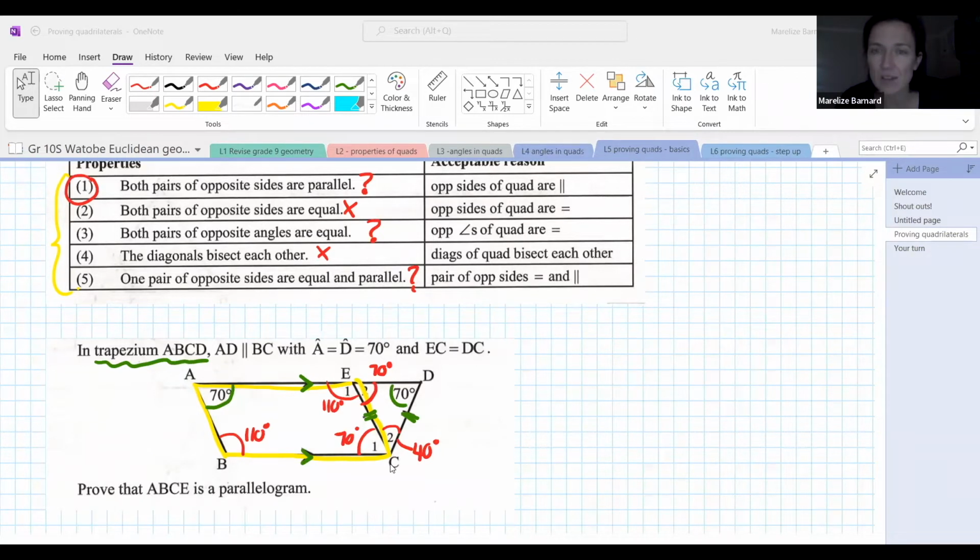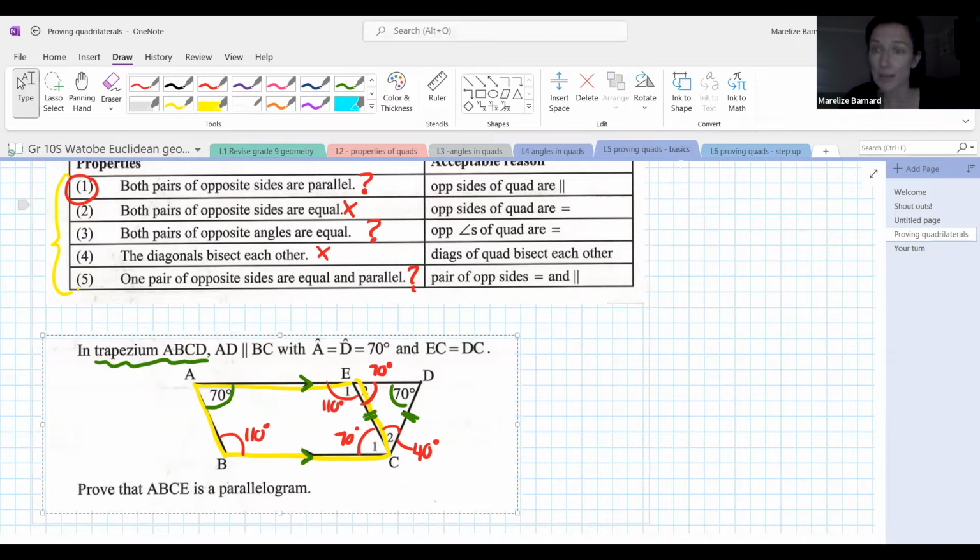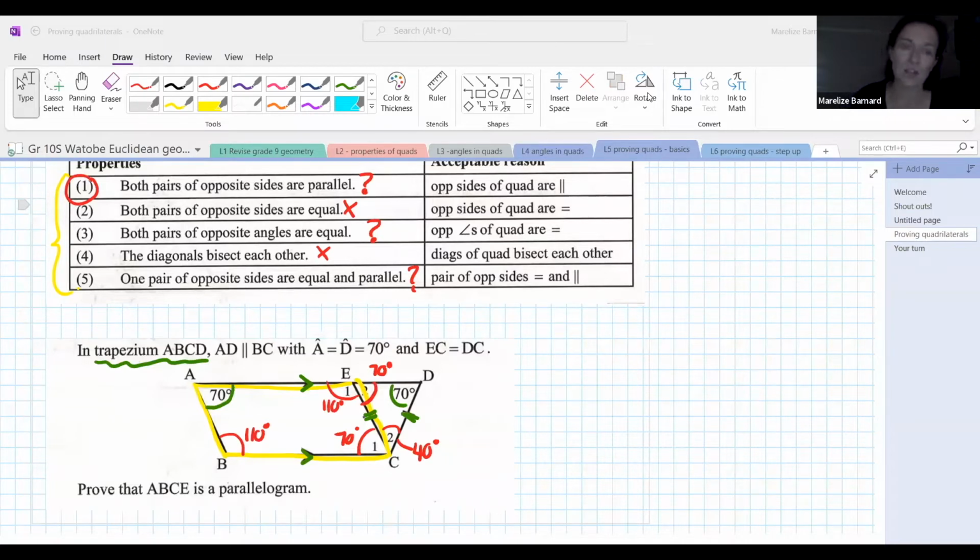And opposite sides are parallel to each other. Do we know that opposite sides are parallel to each other? Yes, because this is 110 and that's 70. Yeah, that can work as well. So this is your challenge to write the whole proof down with reasons. Okay, so is ABCE a parallelogram? Yes, because the opposite angles are equal.